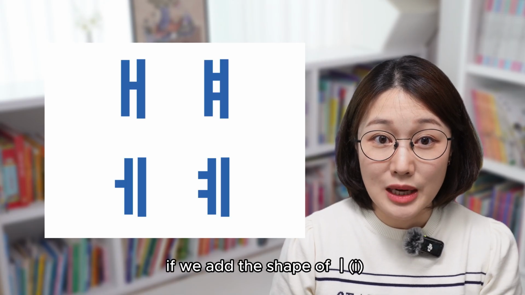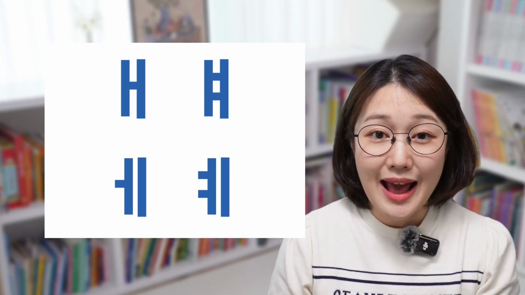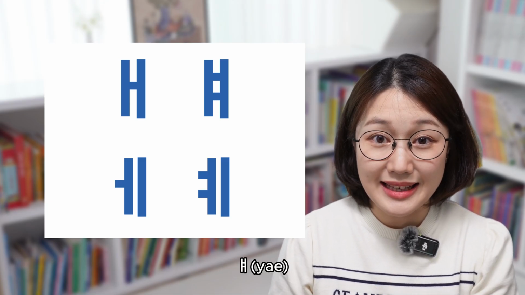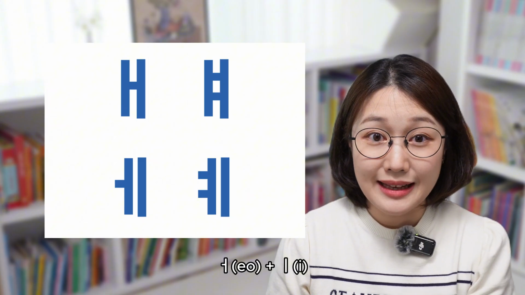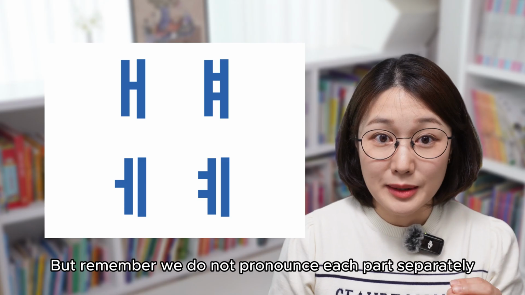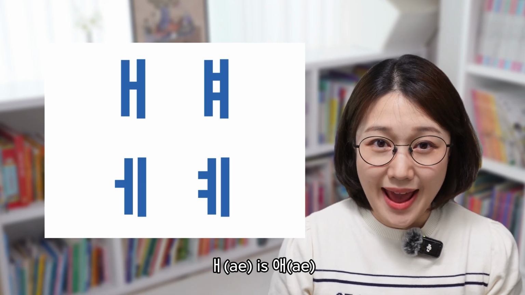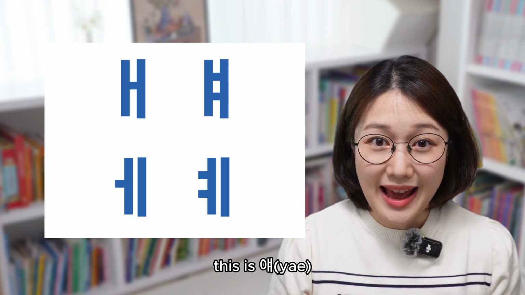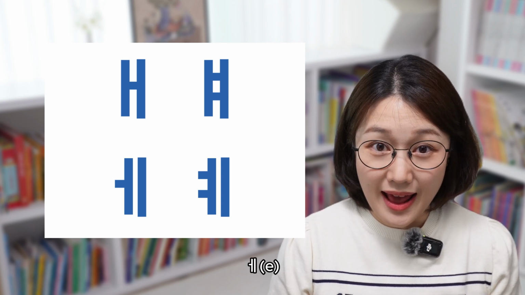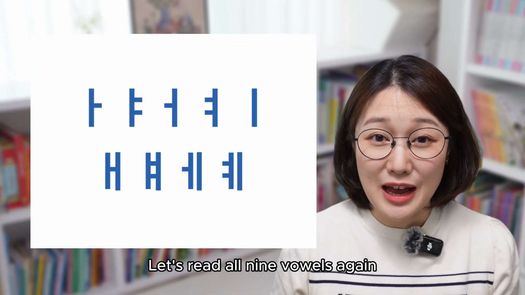And if we add the shape of E, a, I, E, ya, I, ye. Eo, I, yeo, I, ye. But remember, we do not pronounce each part separately. This is ae, ye. Let's read all 9 vowels again.